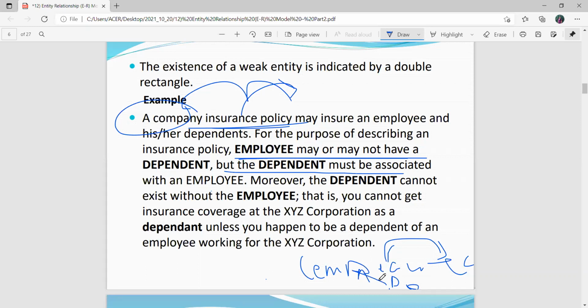Without having any relationship with this employee, we cannot. That means this dependent is not allowed to have this insurance policy. That means you cannot get the insurance coverage at this company as a dependent unless you happen to be a dependent of an employee working for the XYZ company.